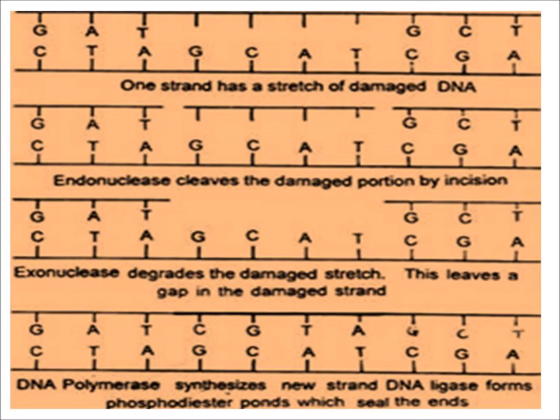Here shows the excision repair mechanism. One strand has a stretch of damaged DNA. Endonuclease cleaves the damaged portion by incision. Exonuclease degrades the damaged stretch. This leaves a gap in the damaged strand. Then DNA polymerase synthesizes new strand. DNA ligase forms phosphodiester bond which seals the ends.